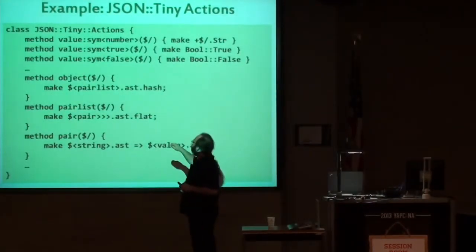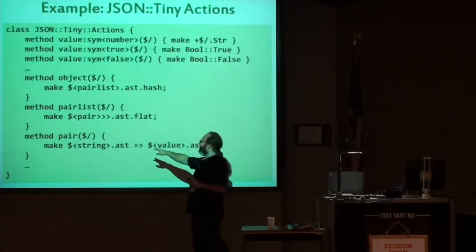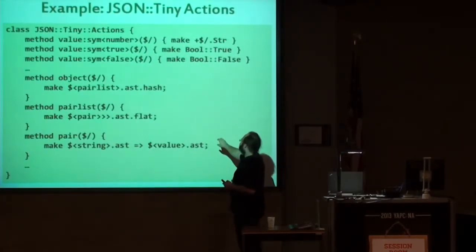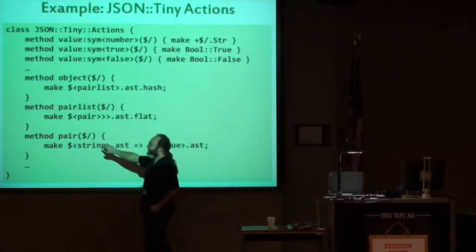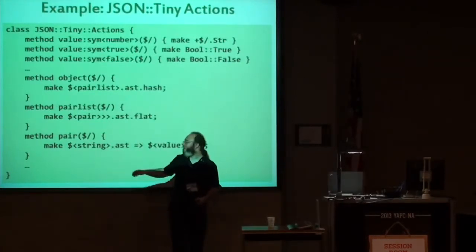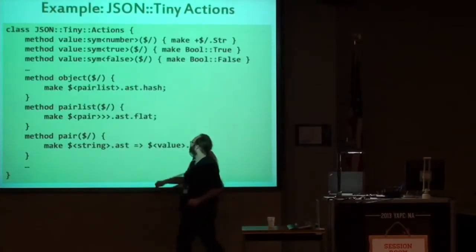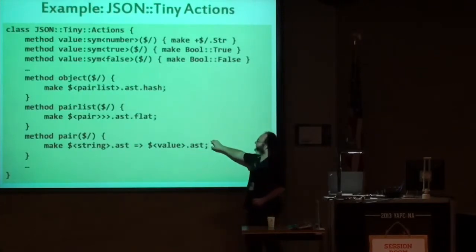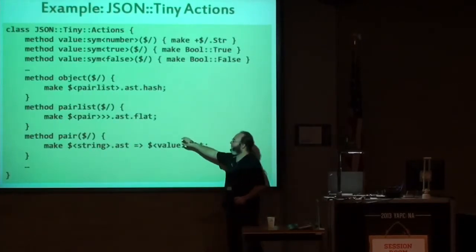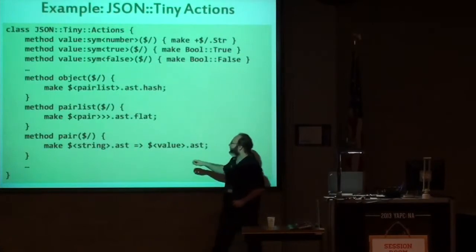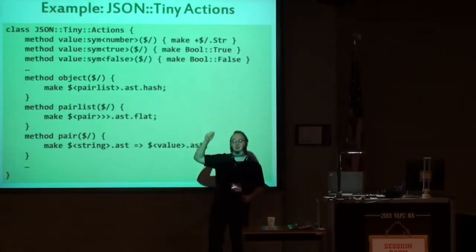For objects, well, they start from the bottom. Okay, pairs, we actually make a Perl 6 pair. And what you'll notice is that we're able to take whatever the string produced and get the object. And over here, we're able to get the object using the .ast method for whatever the value produced. And when we say make, what we're saying is pass it on up.